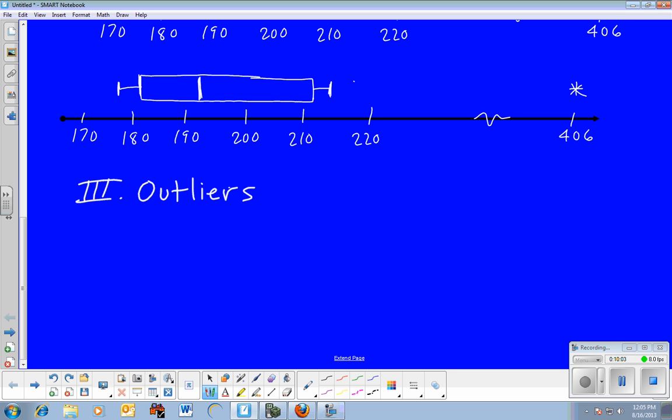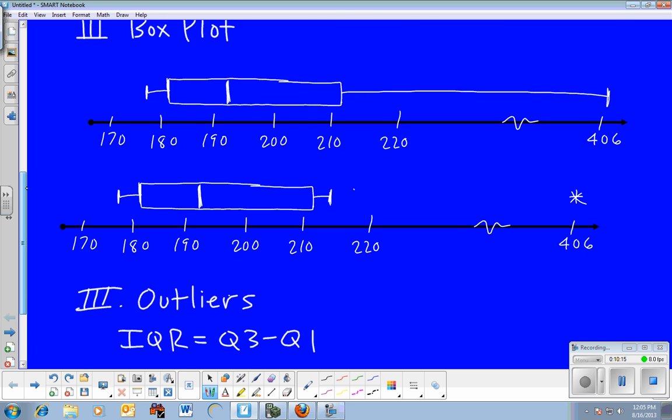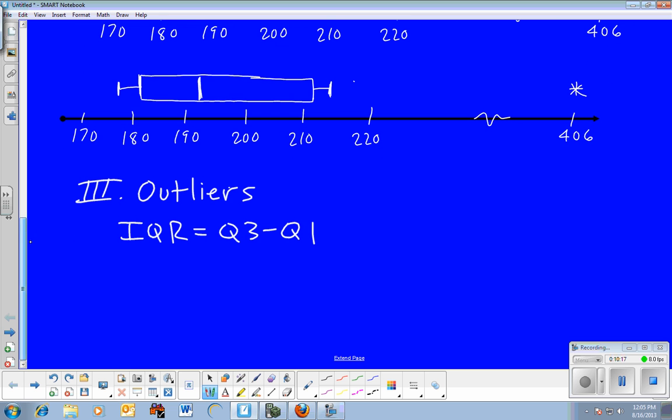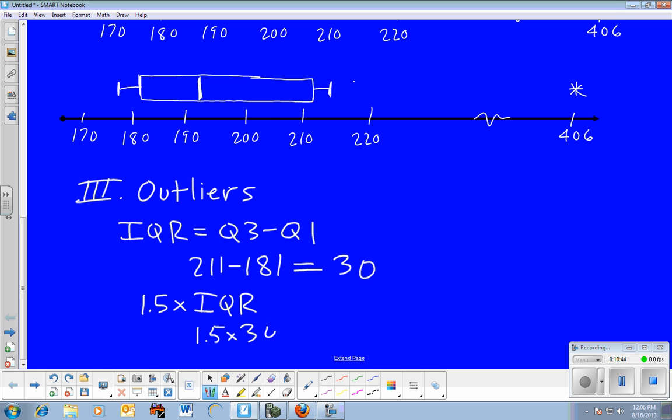Okay, here's a simple formula for outliers. The IQR is the third quartile minus the first. So for us, in this scenario, that is 211 minus 181. And I believe that 211 minus 181 is 30. Looks like about 30. 1.5 times the IQR is the number we need. So for us, that's 1.5 times 30, which is 45.